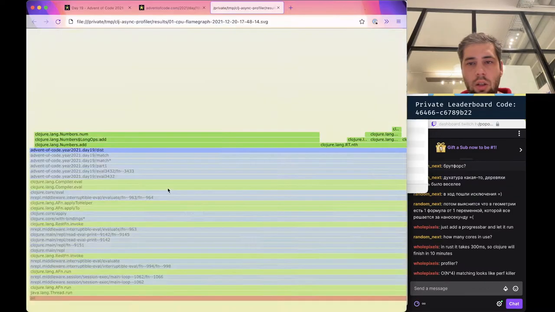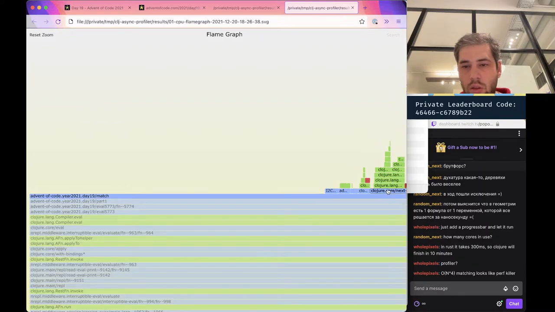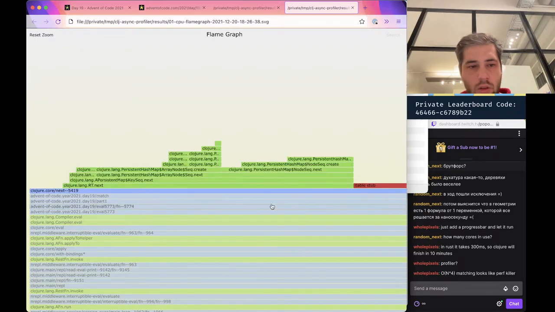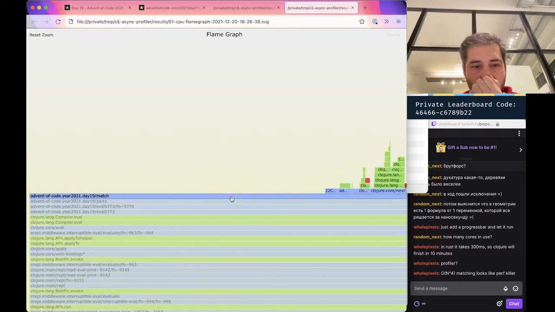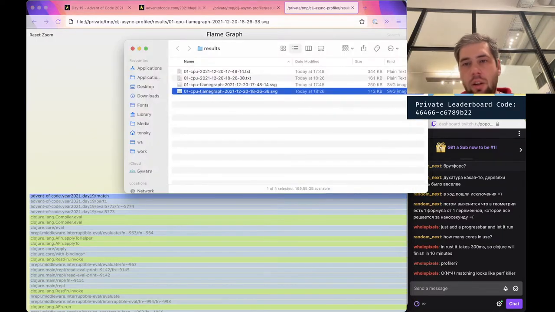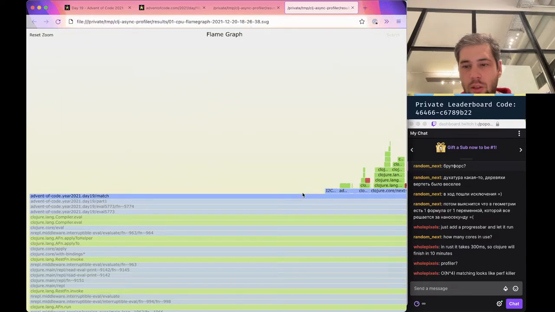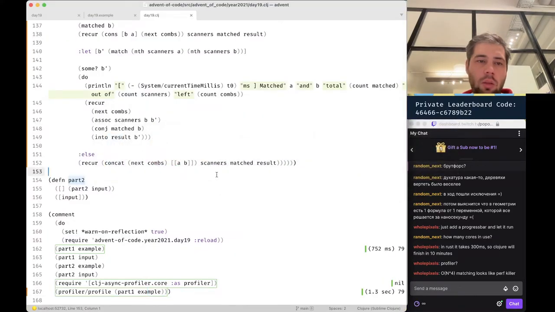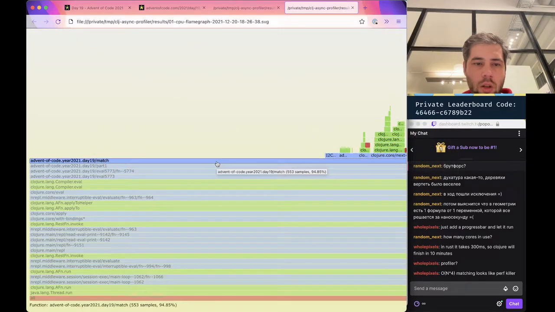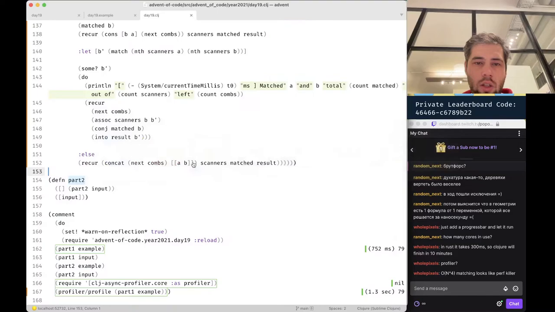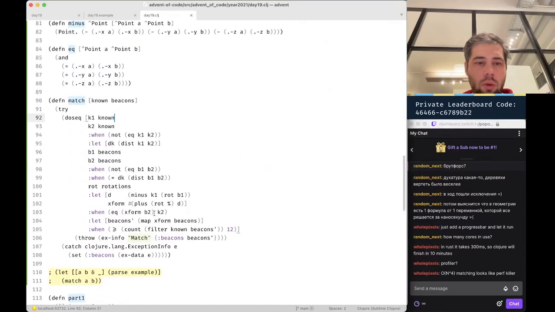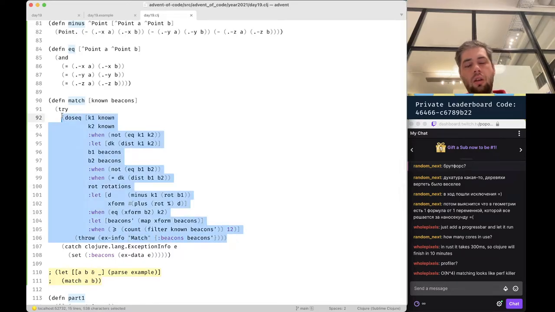Let's open the second graph and see what it has for us. Unclear, right? No idea what it means and why everything here is empty. Yeah, so match is dominating everything, right? So match is these functions, and probably because we have this doSeek in here, it spends most of its time here.